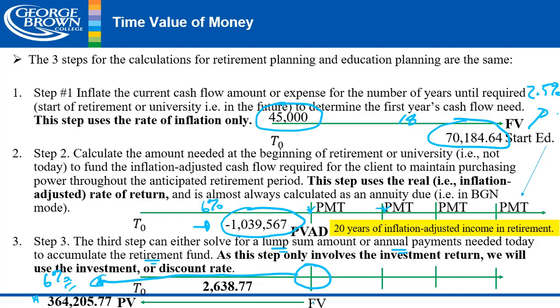Okay, so step number 3 is just a present value calculation, and in this case, the IY that we're going to use is the 6% investment rate. So you can see here, step number 1, we used the inflation rate, 2.5%. Step number 2, we used the real rate. And step number 3, we're using the nominal investment rate. So all 3 steps use a different IY. That's important that you pick up on that, okay?